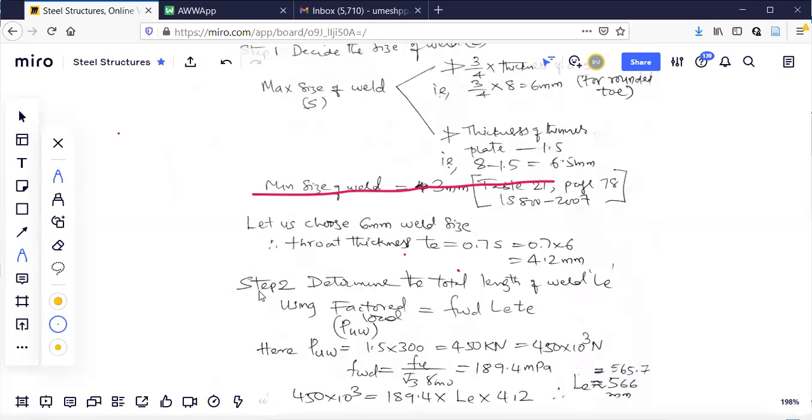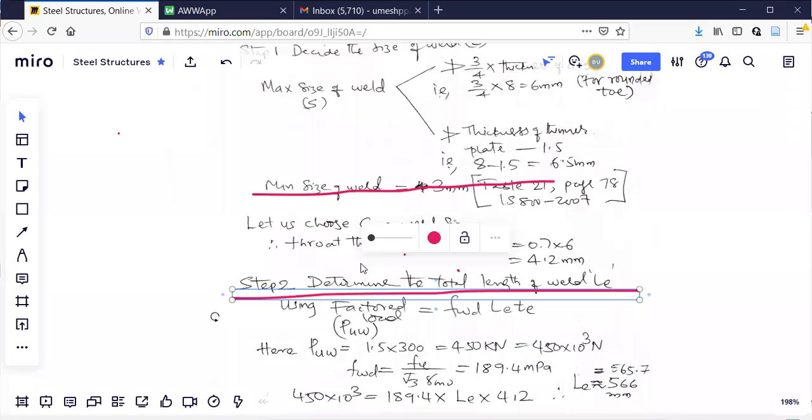The second step is about the length of the weld, the total length. The total length includes both L1 and L2, right? What is the force to be resisted? Using that formula, you find the length of the weld as we have done in previous problems. What is that? P_uw is equal to stress into cross-sectional area of the weld. The same formula is used here.